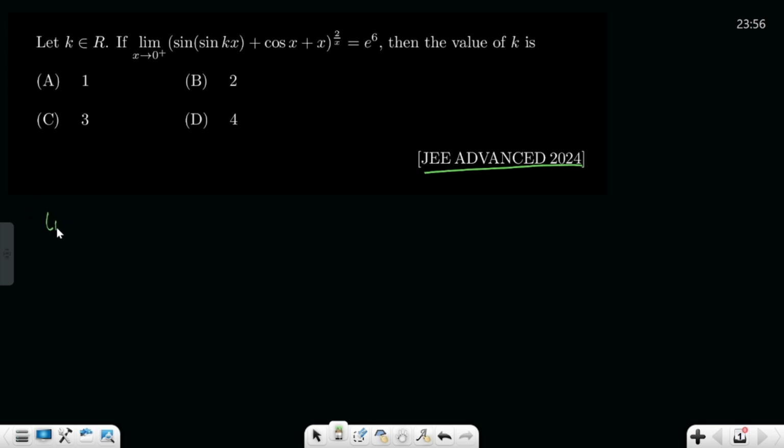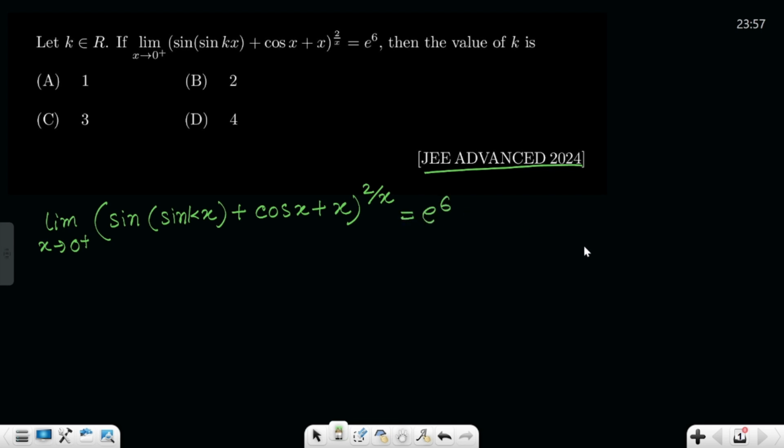So what is given? Limit x tending to 0 positive, (sin(sin kx) + cos x + x)^(2/x) equal to e to the power 6. First, what we will check? We will check which indeterminate form this is making. To check it, we will put x equal to 0 simply.